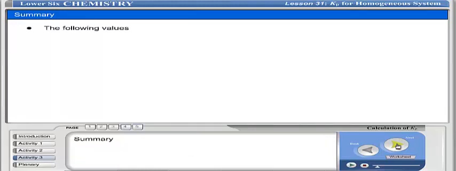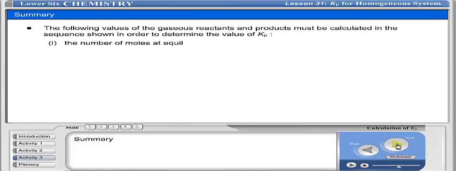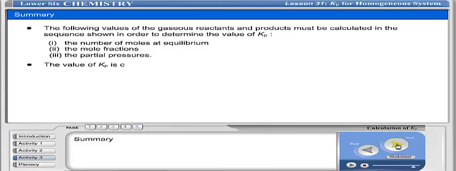Summary: the following values of the gaseous reactants and products must be calculated in the sequence shown in order to determine the value of Kp. 1. The number of moles at equilibrium. 2. The mole fractions. And 3. The partial pressures. The value of Kp is constant at constant temperature.